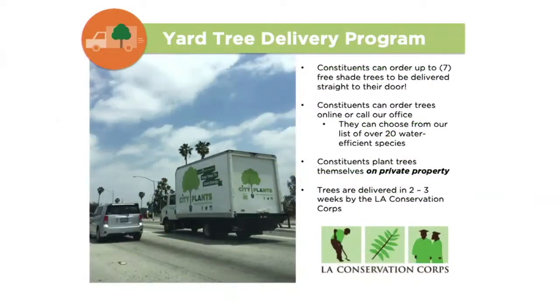So the yard tree delivery program is what we had our software customized around. Constituents can order up to 7 free shade trees delivered straight to their door. They can order those online or call our office and talk to Jimmy in the back there. And they can choose from over 20 different water efficient species that we offer. These are trees specifically for private property.